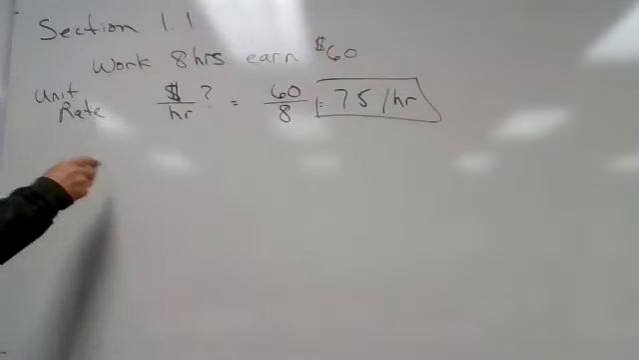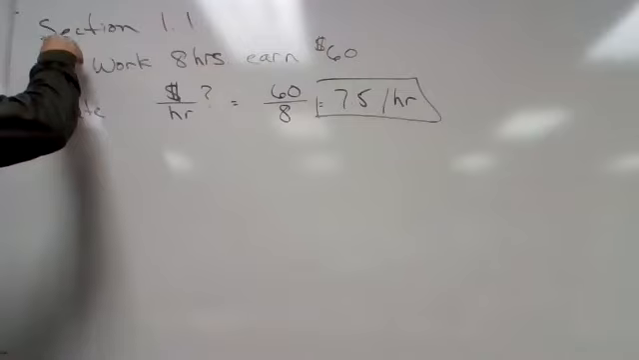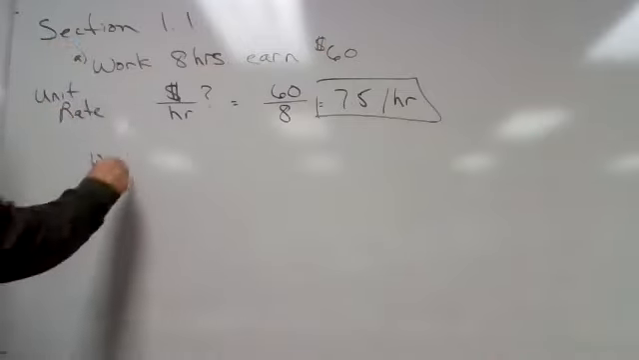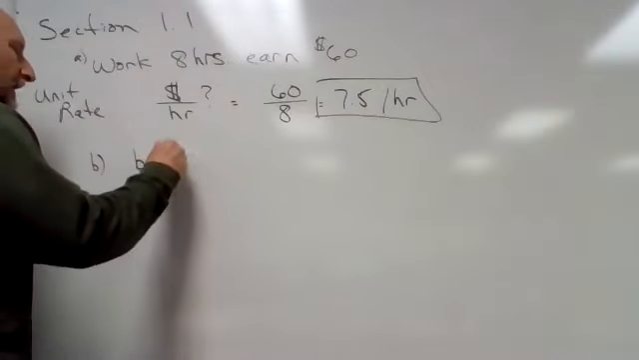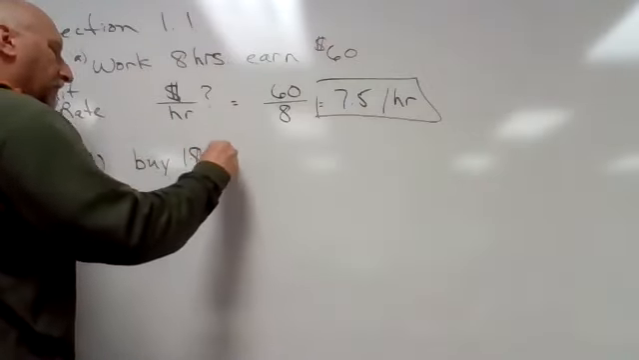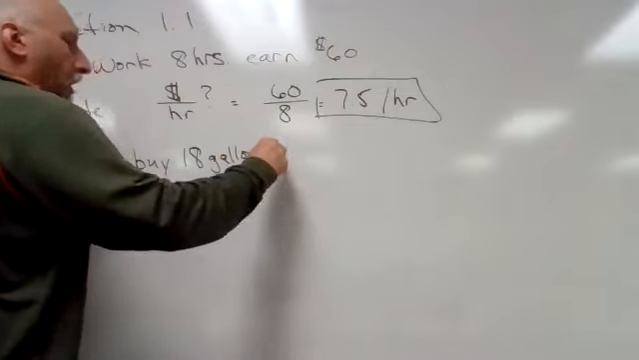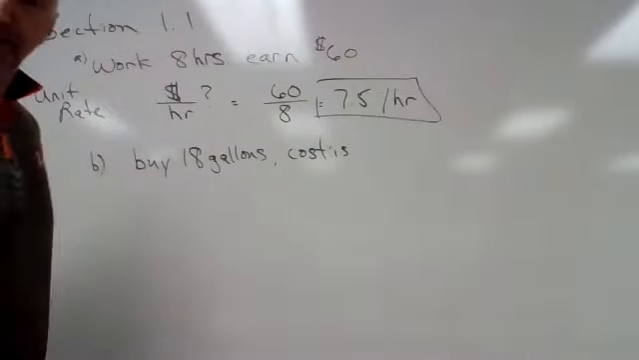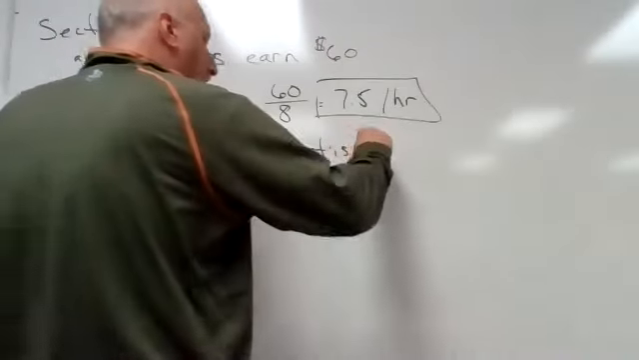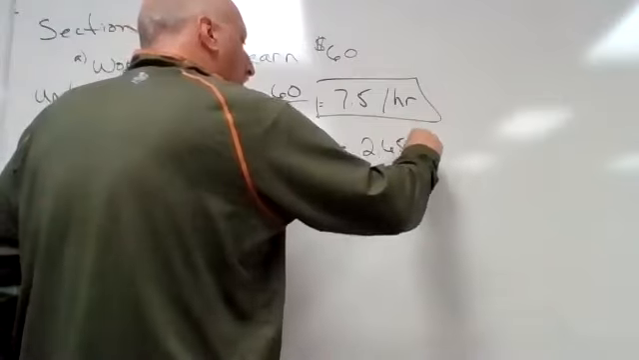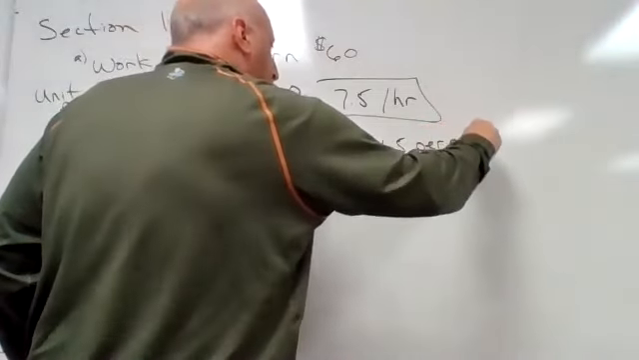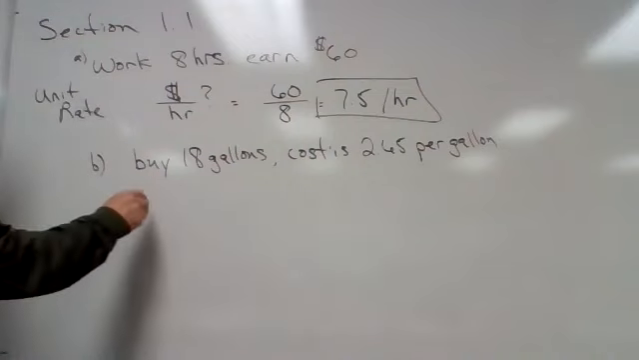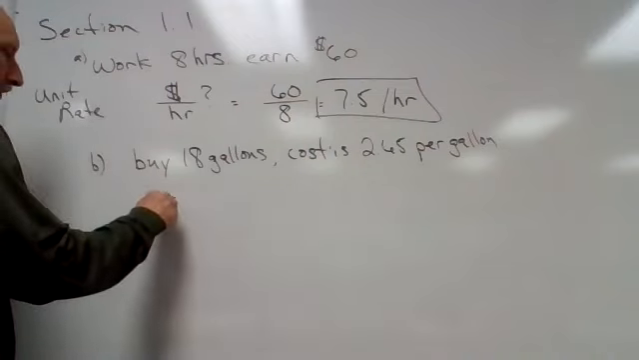Another type of problem might go like this. That's example A, here's example B. Suppose you buy 18 gallons of gas, and the cost is $2.65 a gallon. How would I find out how much money I spent? How much was the total cost?